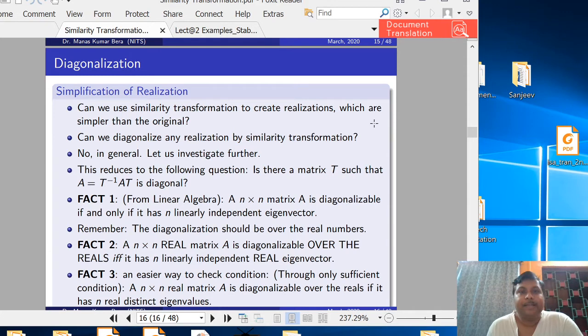This is the second lecture of similarity transformation. Last class we rigorously discussed the concept of similarity transformation, why it is called similarity transformation. Then we understood what the utilizations of similarity transformation are, and then we studied the generalized method of similarity transformation.